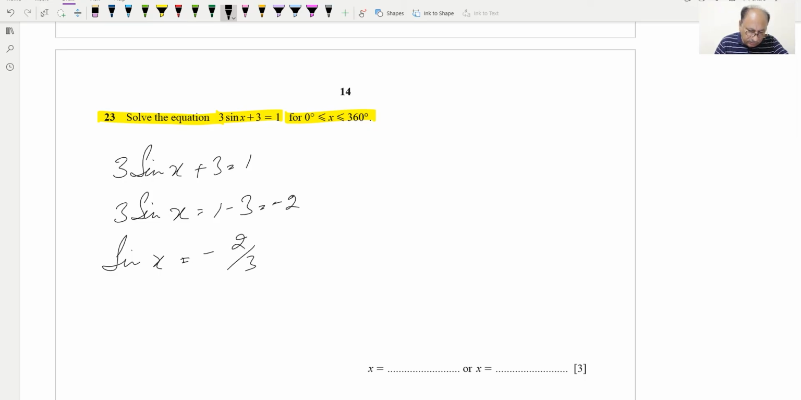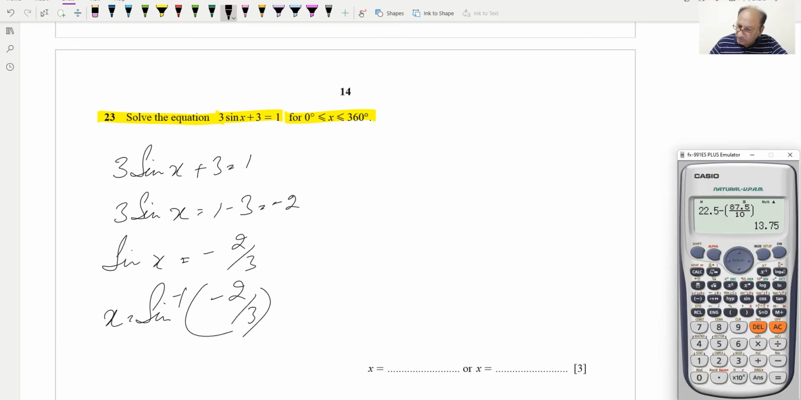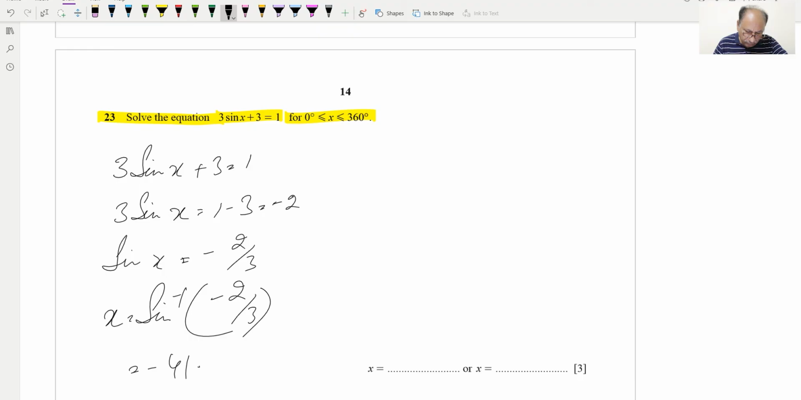3 we have shifted to the other side, so x will be equal to sine inverse of minus 2 by 3. Hopefully you are understanding each and everything. Now we can check with the calculator. Shift sine, your calculator should be in degree mode. If it is not, then you will be getting different answers, so be careful in this regard. And this will be minus 41.81, so we can write minus 41.81 degrees, and this will be the x value.